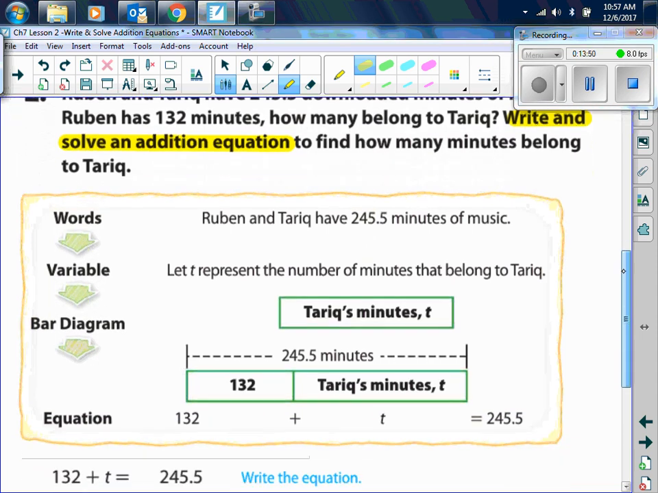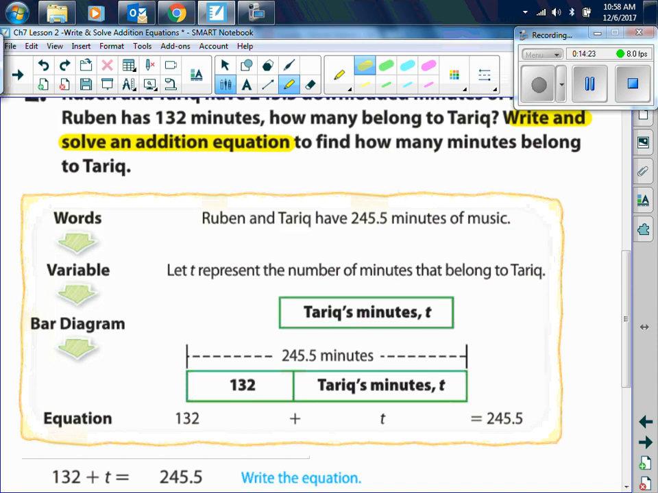Now, in the model form here, if I add what Ruben has, and Ruben had 132, right? If we add what Ruben had plus Tariq's amount, which we don't know, so we're going to use T, then that's going to be together equal to 245.5. Does everybody see the equation? 132 plus T is equal to 245.5.